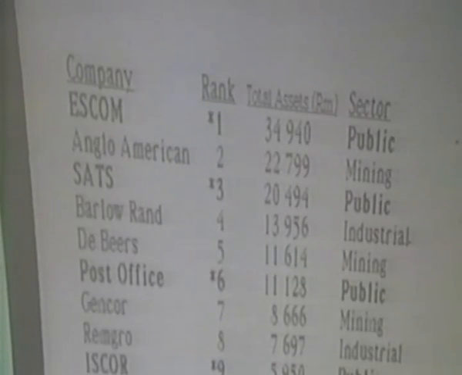and that the leading firm and the largest firm in South Africa, contrary maybe to popular opinion, is not Anglo-American, but it's Eskom. And we see Eskom's number one, SATS, South African Transportation System, is number three, and the post office is number six. And at least those three are certainly classified as statutory monopolies. They have legal protection against competition. And my argument that I want to develop is that we have more to fear from the statutory monopoly Eskom or SATS or the post office than we do from Anglo-American or any other large firm in the economy.